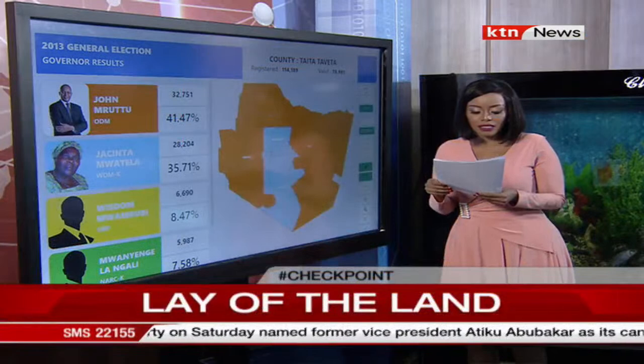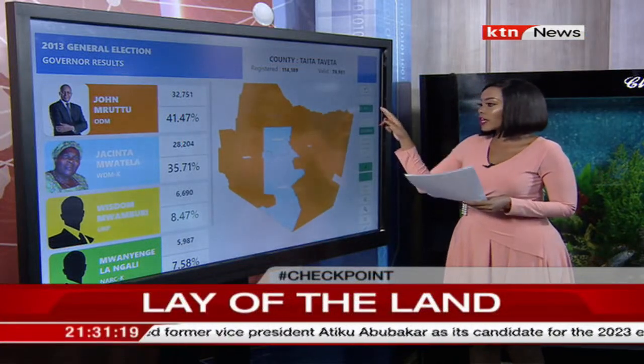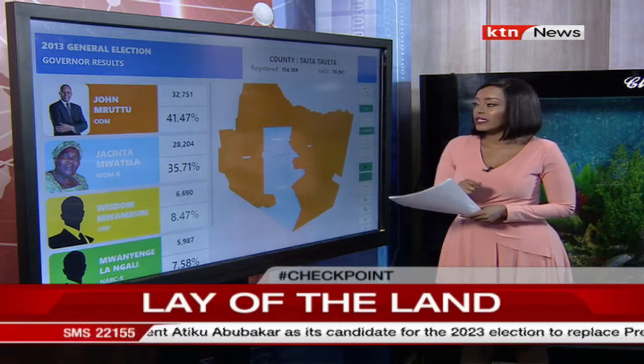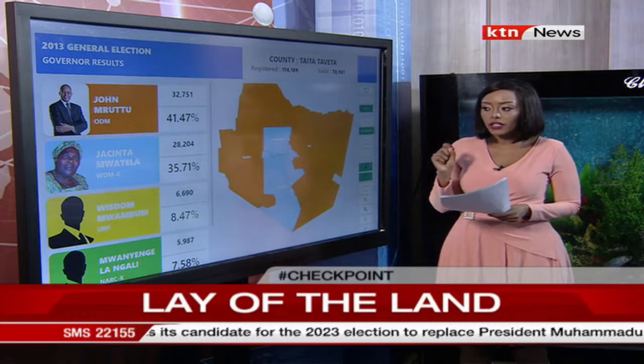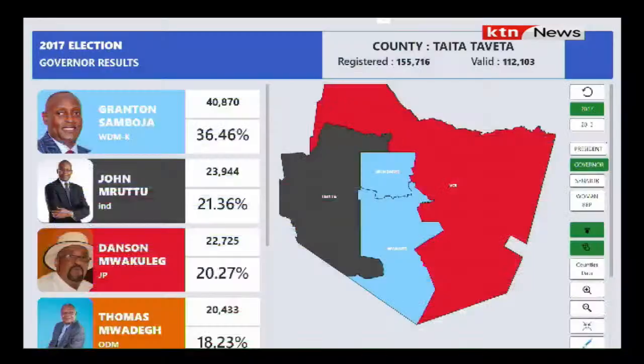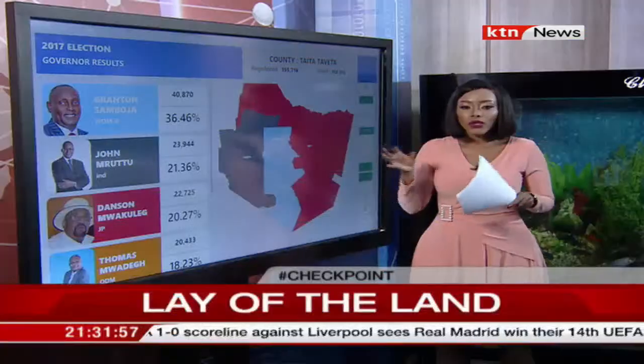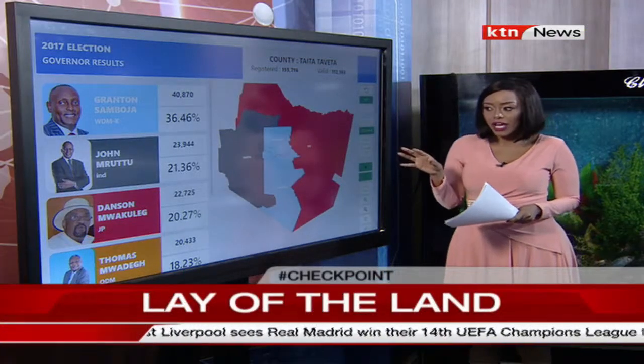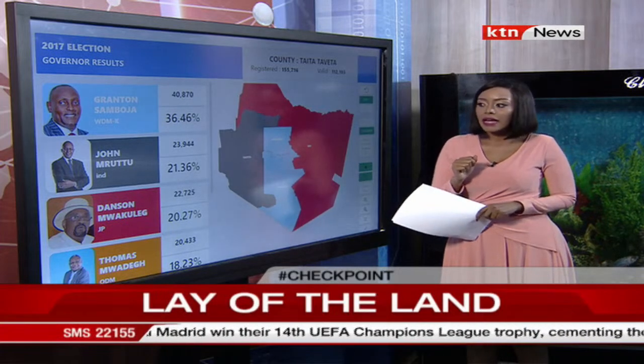For the governor races, we witnessed some changes. So we begin with 2013, and the pioneer governor in Taita Taveta County was John Murutu, and he's still looking to come back because his fortunes changed, and he was beaten by Granton Samboja. Not much of a difference if you look at the votes as they were cast in that election. Quite an interesting layout there, because Granton Samboja won 40,870, but look at the folks who came after, 23,000 from Murutu, Danson Mwakuleg had 22,000, another 20,000. So it was quite a hotly contested race. So these two gentlemen will be facing off once again in the August poll.